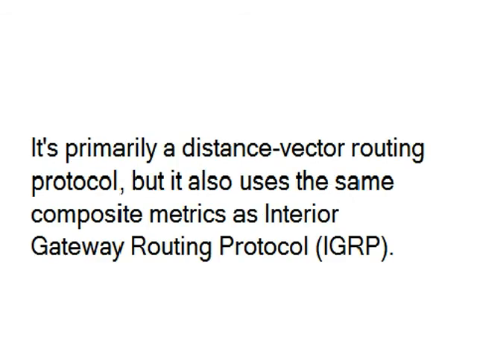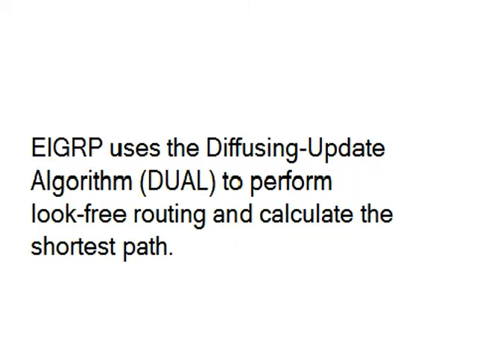It's primarily a distance vector routing protocol, but it also uses the same composite metrics as Interior Gateway Routing Protocol, IGRP. EIGRP uses the diffusing update algorithm, DUAL, to perform loop-free routing and calculate the shortest path.